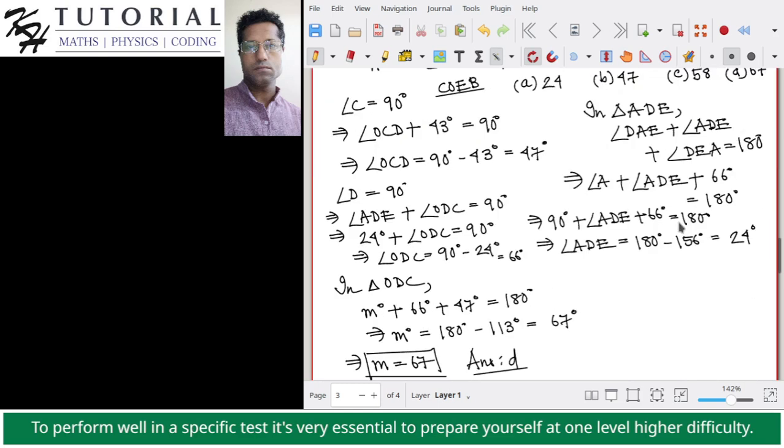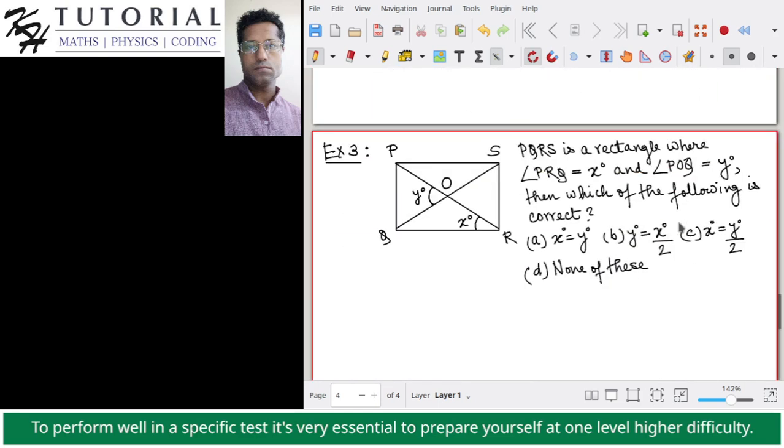Okay, let's see the next problem. PQRS is a rectangle, and we can see its diagonals are intersecting at the point O, where it is given that angle PRQ is x degree and angle POQ is y degree. Then which of the following is correct?